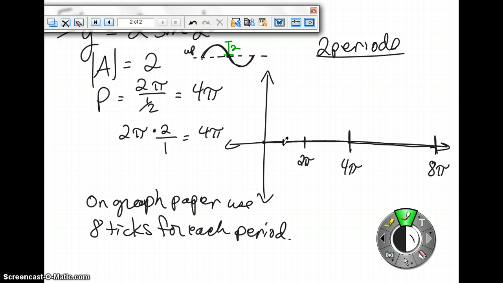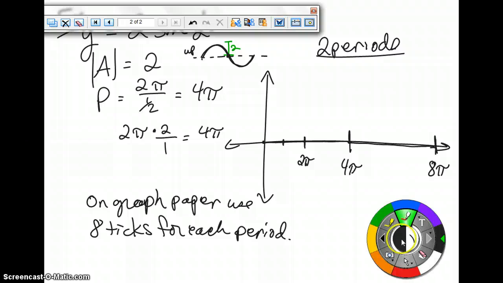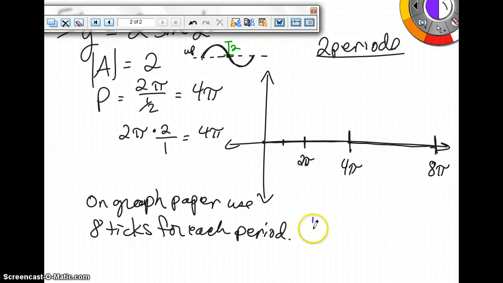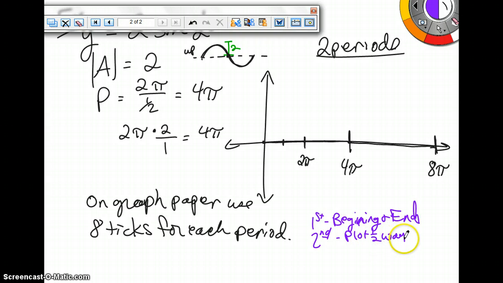Okay, so let's start out by plotting. The first thing that you want to plot, if I were to make a list here: first, plot the beginning and end. And there should be 2 ends there, beginning and end, sorry. Second, we're going to plot halfway, and in this case, it's another 0. So I have my beginning, I have my end of the first period, and I have my 0 in the middle. Then I'm going to go halfway between these first two, between 0 and 2 pi.